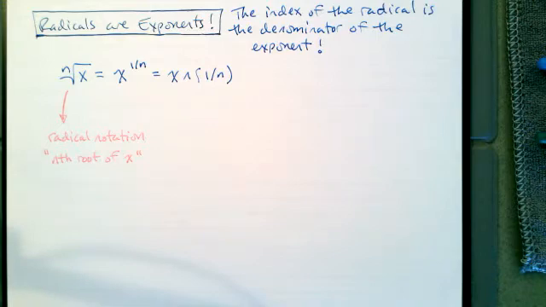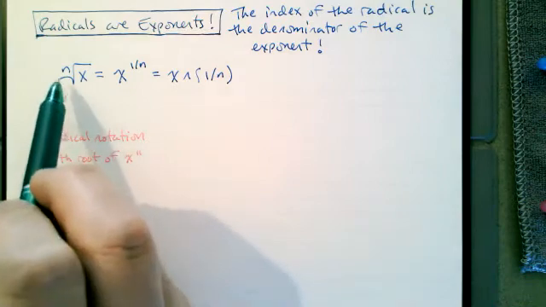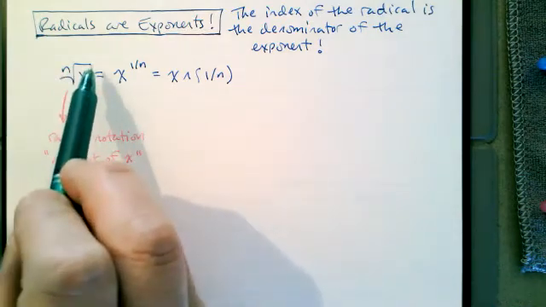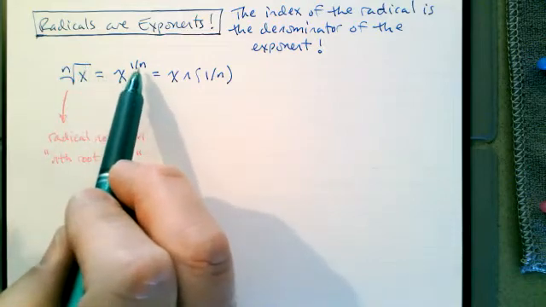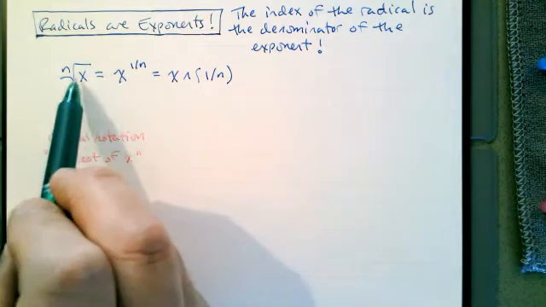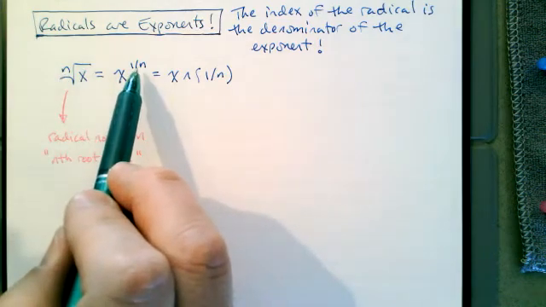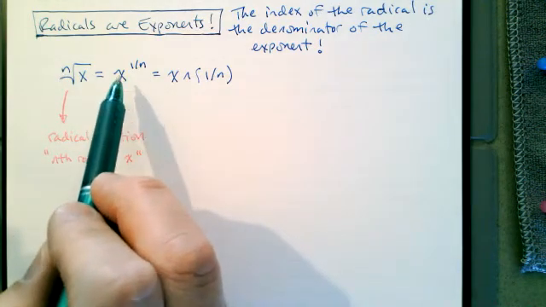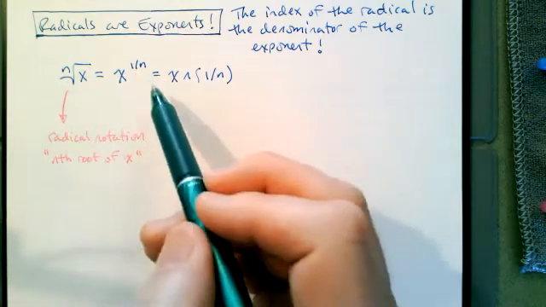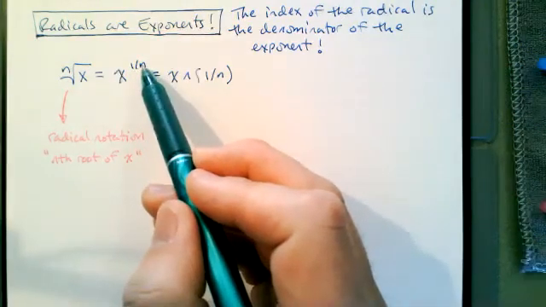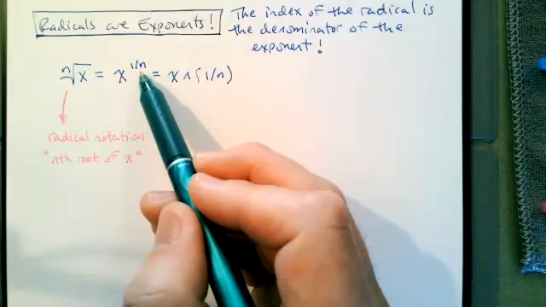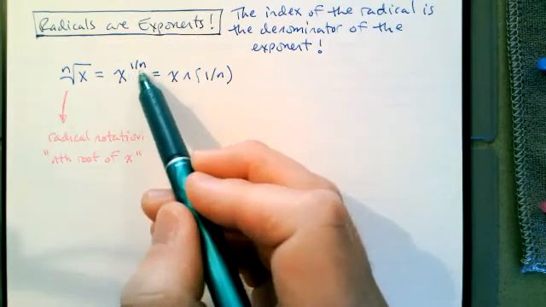We can also write it in exponential notation. We want to recognize that a radical, an nth root, is a 1 over n exponent. The index of the radical is the denominator of the exponent. So we can also write this as x to the 1 over n. If we're going to write a fraction exponent as a superscript, write it sideways.